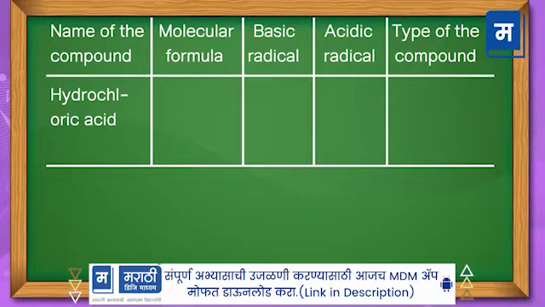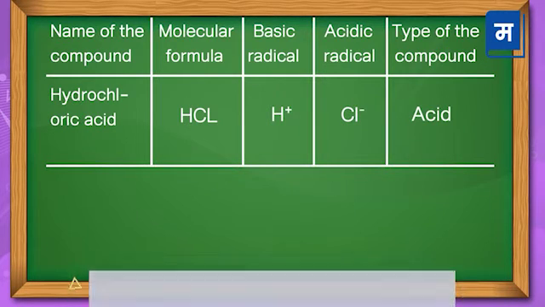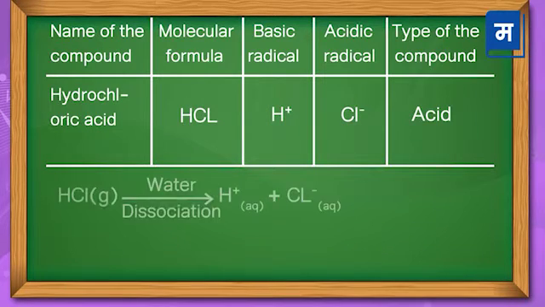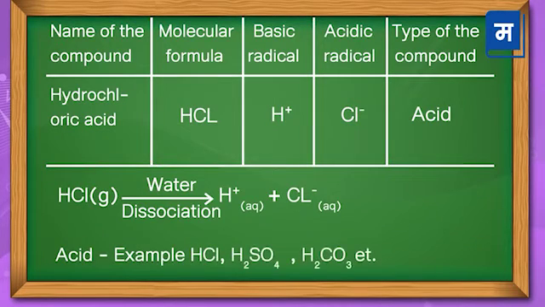The molecule of the compound is HCl. It has H+ as the basic radical and Cl- as the acidic radical. Since H+ is acidic, HCl is a type of acid. HCl, H2SO4, H2CO3 are some examples of acidic substances.